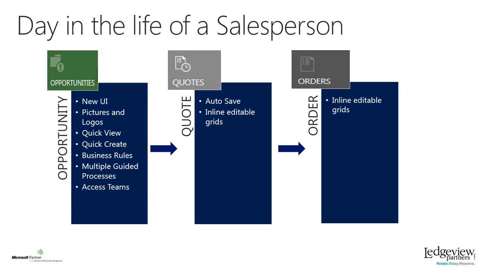In this scenario, we will walk through Gadget Galore's sales process, which starts with creating an opportunity, proceeding to a quote, and then moving on to the order.